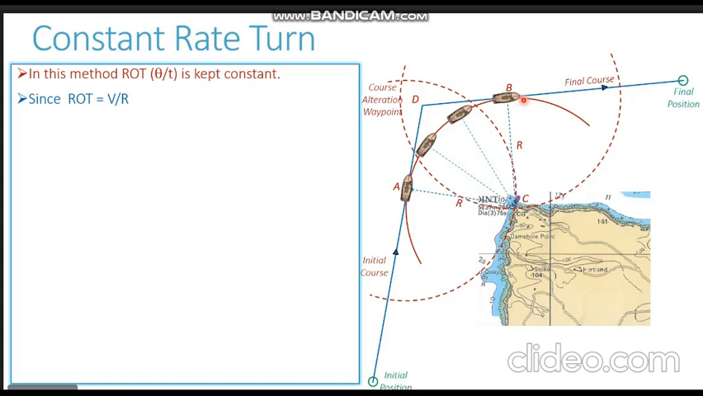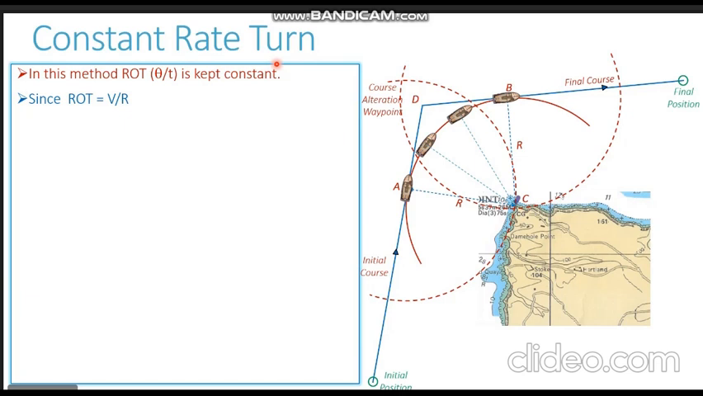Now this kind of turn is called a constant rate turn. It is no more a constant radius turn, but it has converted to a constant rate turn.